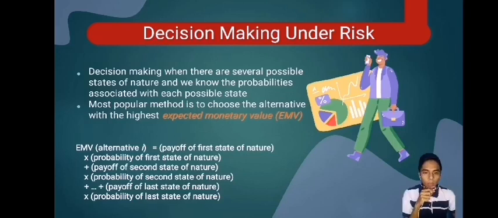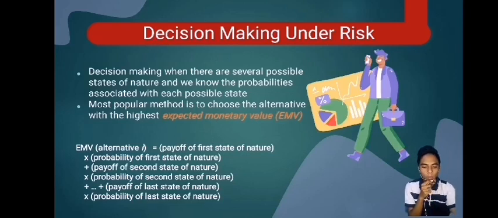These decisions are simple in manner, but when there are many possibilities to take those decisions, at that time risk occurs. Today, we know that people make decisions after well-deliberated calculations. Here comes decision making under risk. It is when there are several possible states of nature and we know the probabilities associated with each possible state. The most popular method is to choose the alternative with the highest expected monetary value.